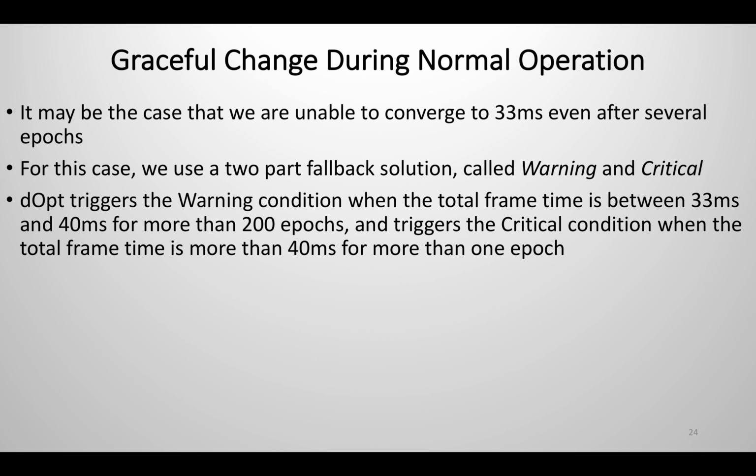Now by critical, the condition is triggered by DOPT when the total frame time is more than 40 milliseconds for more than one epoch. So if it's exceeding 40 millisecond frame time for at least one or more epochs, that means that the critical condition will be triggered, which indicates that a session permanently has transitioned from a scene with low complexity to a scene with high complexity, or a simple scene to a complex scene, in simple words.